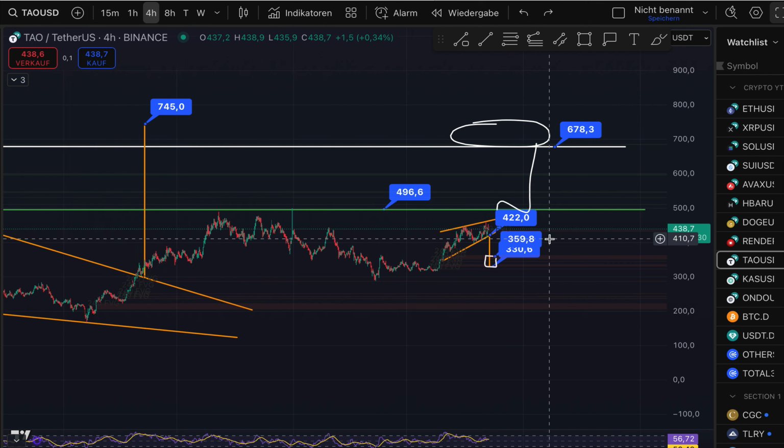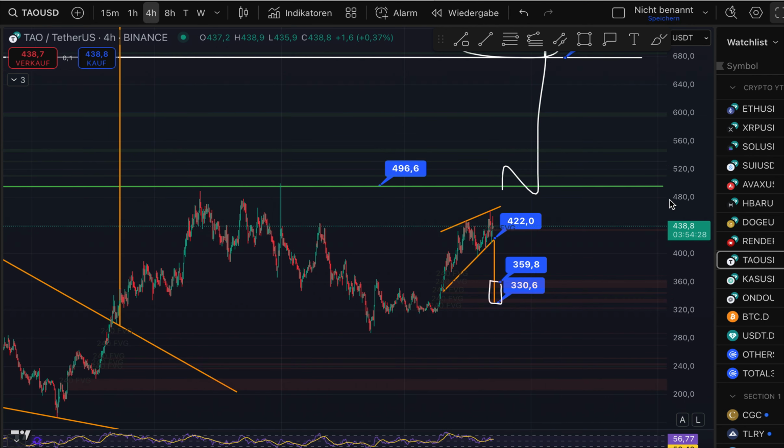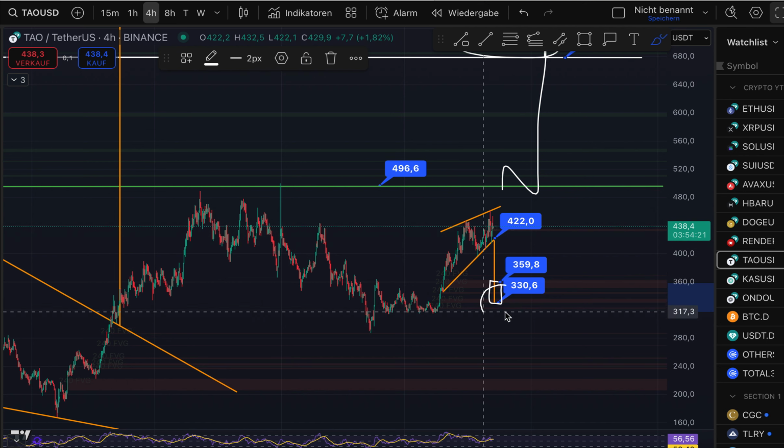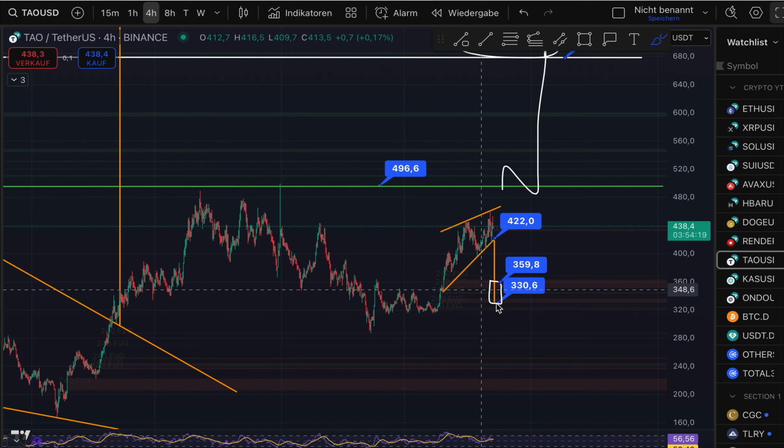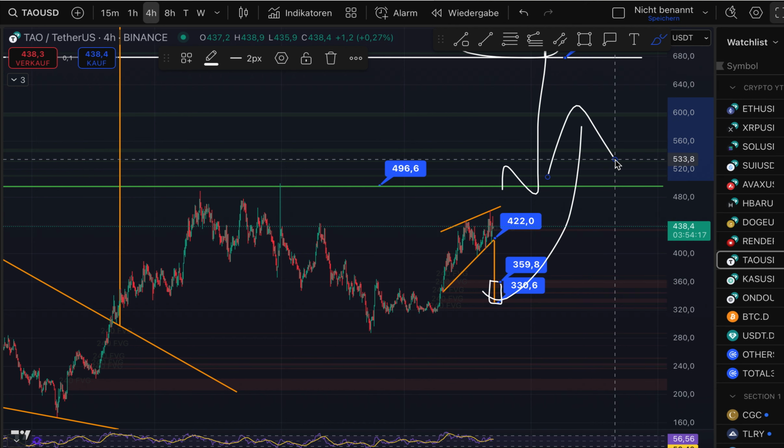So if that rising wedge breaks to the downside, 422 US dollar, then I can think about getting prices into the area here where we form a higher low. And afterwards, hopefully, we have the strength to break out over the green trend line for nice gains for TAO.